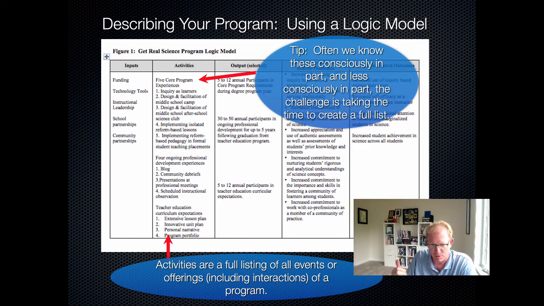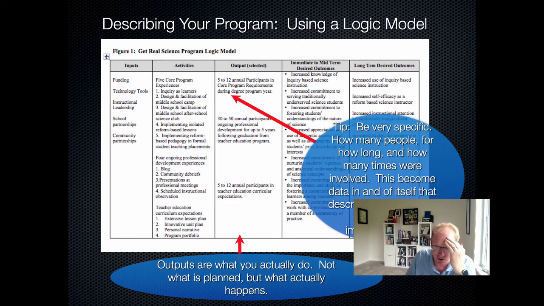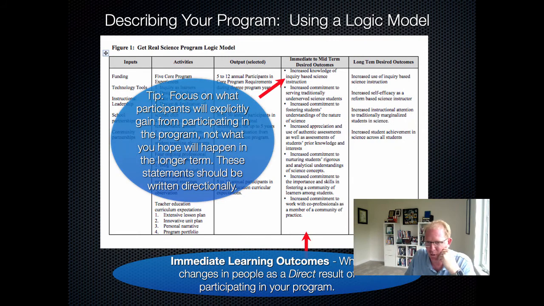And so you see that there are these 5 core program experiences, there's ongoing professional development, and then there's teacher curriculum expectations. And then you see, well, this is what actually happens: you have 12 annual participants who complete the core program requirements, there are 50 annual participants who are in professional development for up to 5 years, and there are 12 annual participants doing curriculum reform expectations. Well, what changes for those people? What changes is their knowledge. What changes is their commitment to serving traditionally underserved science students. What changes is their increased commitment to fostering students' understandings of the nature of science.